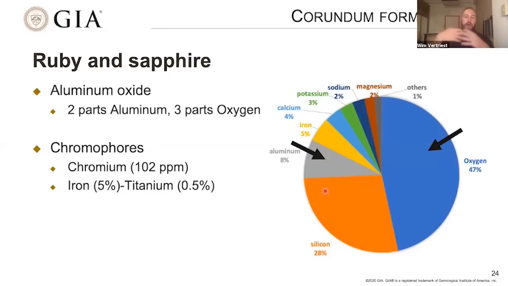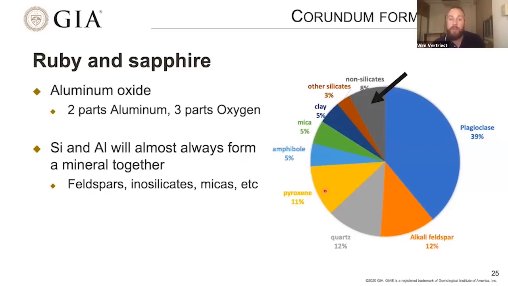So if we look at it, we need oxygen, we need aluminum. Oxygen, nearly half of the crust consists of oxygen. Aluminum, 8% is there. How hard can it really be to form that corundum? As it turns out, actually pretty hard. Because as we've seen before, most of that oxygen and aluminum is already locked in all different minerals. Plagioclase, alkali feldspar, they contain a significant amount of aluminum. Pyroxene, amphibole, mica, clay, and the other silicates often contain a lot of aluminum as well. So a lot of that aluminum is actually incorporated in those silicates.